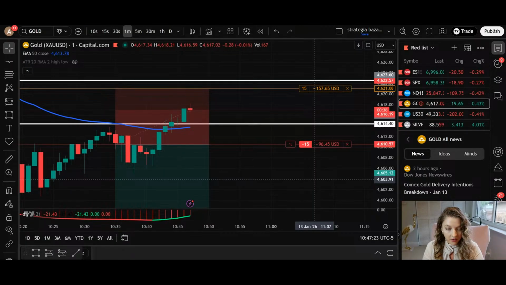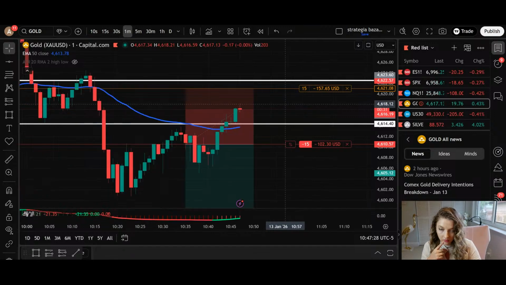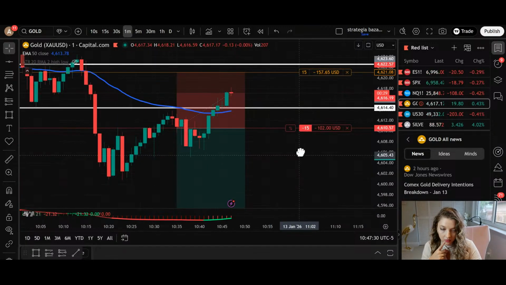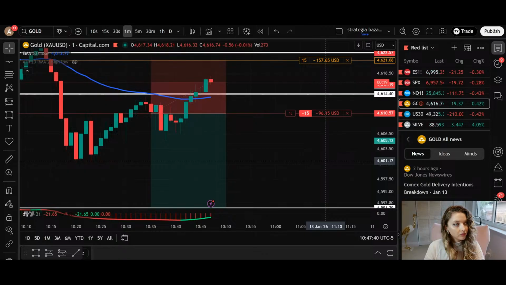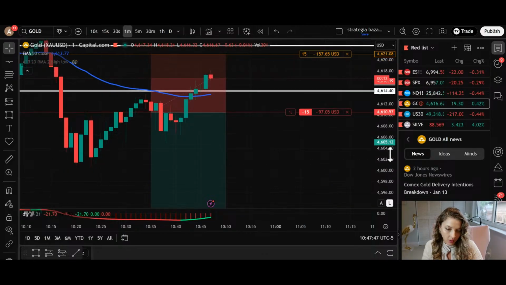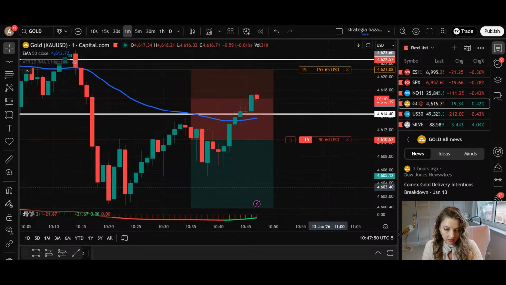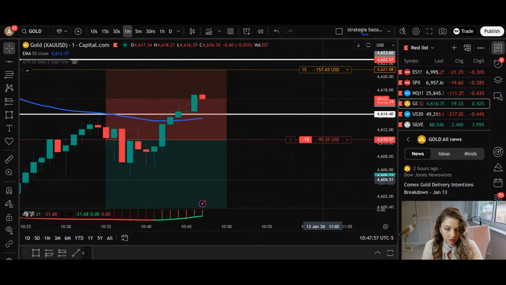Okay, I think I'm gonna get out of this gold trade. Let me see this candle. It's probably gonna touch my stop loss. I was too early in this because you can see it did not touch the EMA and I went in. I considered this a rejection of the EMA, but it did not touch it.